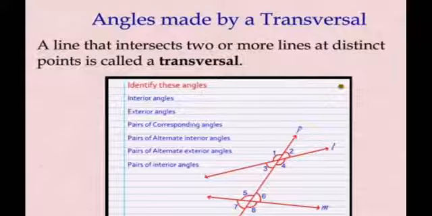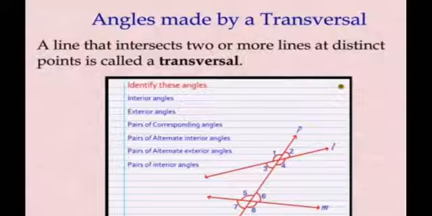Pair of corresponding angles, that is the angles which lie on the same side of the transversal, are corresponding angles. That is, angle 2 is equal to angle 6, angle 4 is equal to angle 8, angle 1 is equal to angle 5, and angle 3 is equal to angle 7.